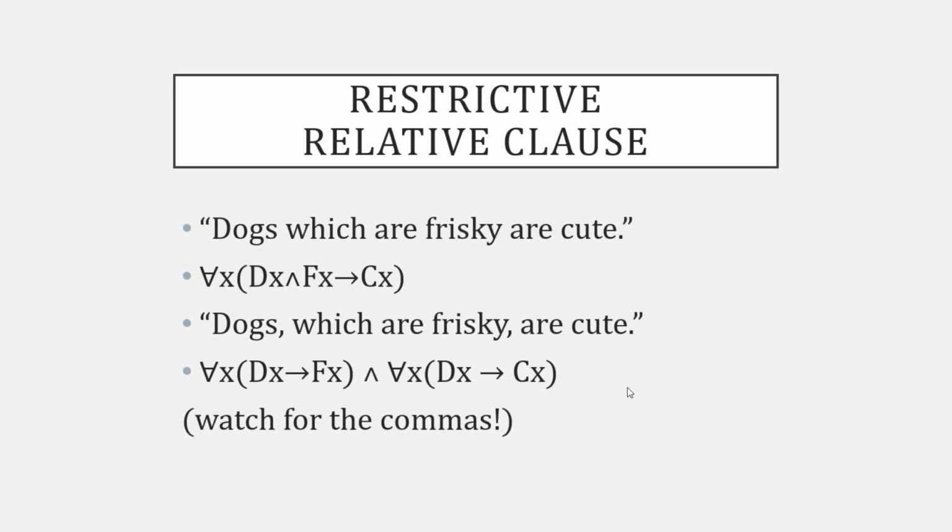So you're objecting to the aside, but not the other half of the sentence. Whereas in the restrictive version of this, where we're saying, I'm just talking about the frisky dogs, then the only thing that makes that false is a frisky dog that's not cute, which is obviously impossible, so it has to be true. Yeah?